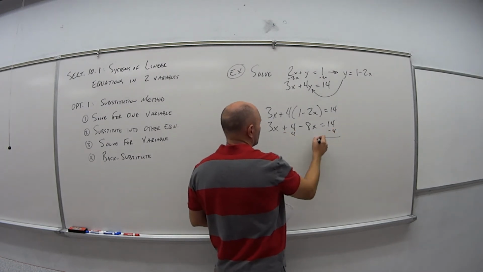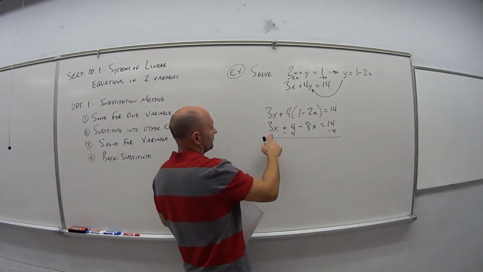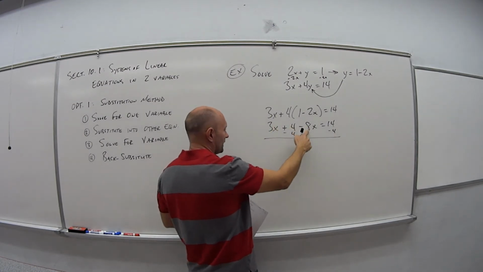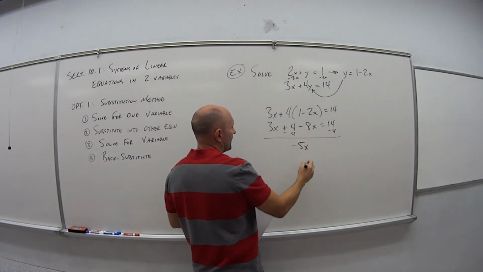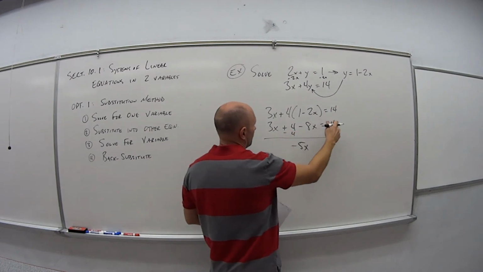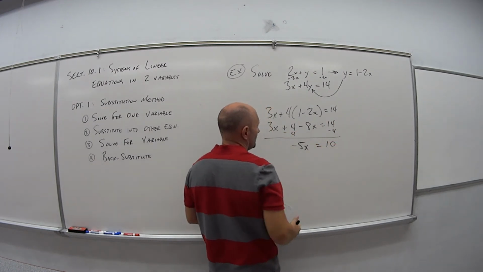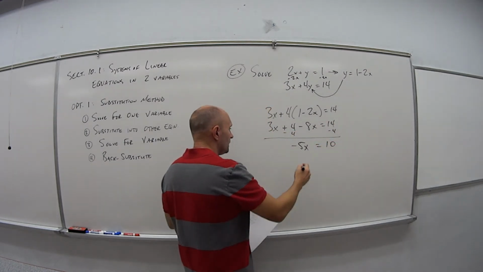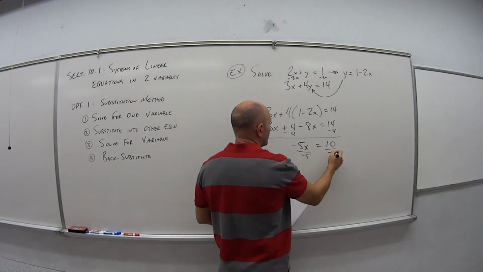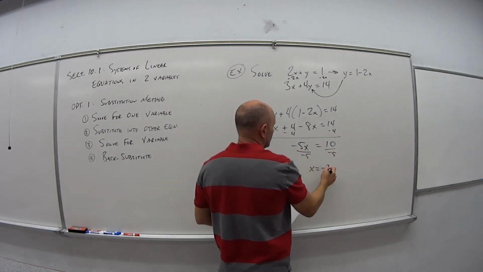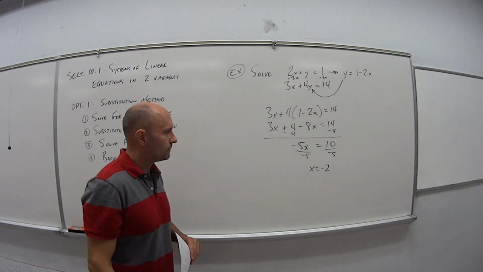Subtract 4 from both sides. And on the left side I have what? 3x minus 8x, so that's minus 5x. Subtracting 4 from both sides gives me 10. So divide both sides by negative 5, I end up with x equals negative 2.